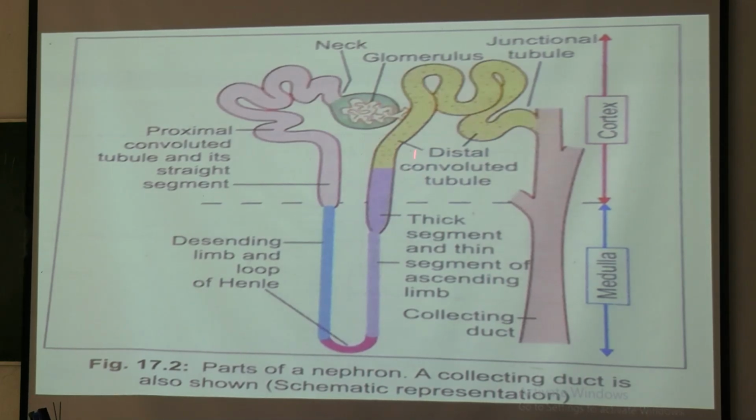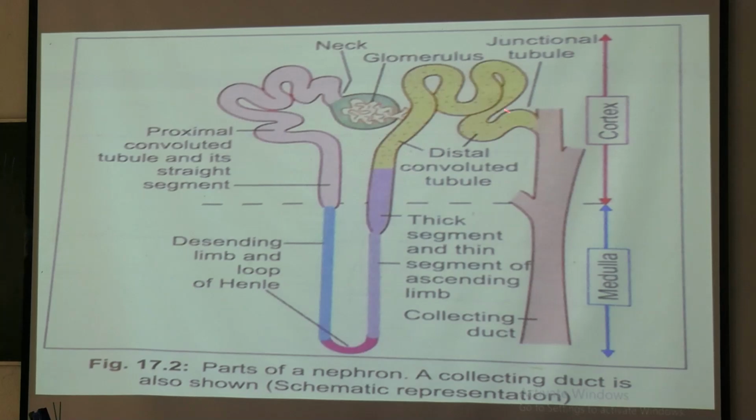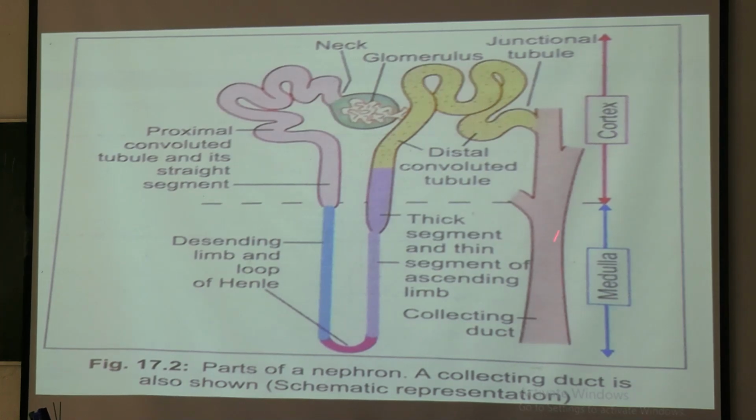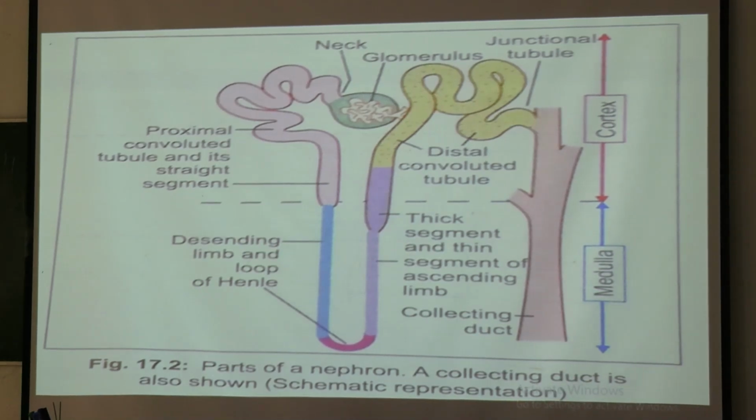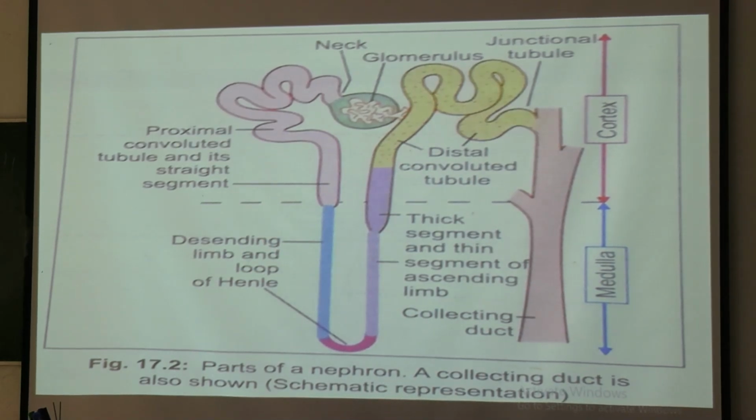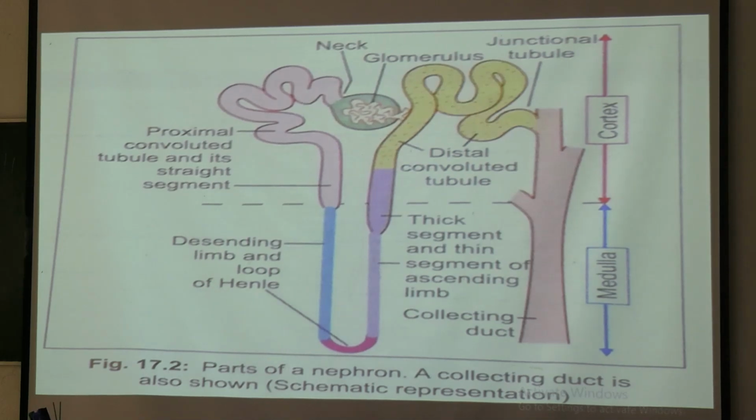After the loop of Henle, you will get the distal convoluted tubule, and the distal convoluted tubule is going to drain into this collecting duct. Okay, understood? So one collecting duct is receiving multiple distal convoluted tubules. So the structure of the nephron, you have read in your 12th. Yes, okay, so we'll see the histological part here.